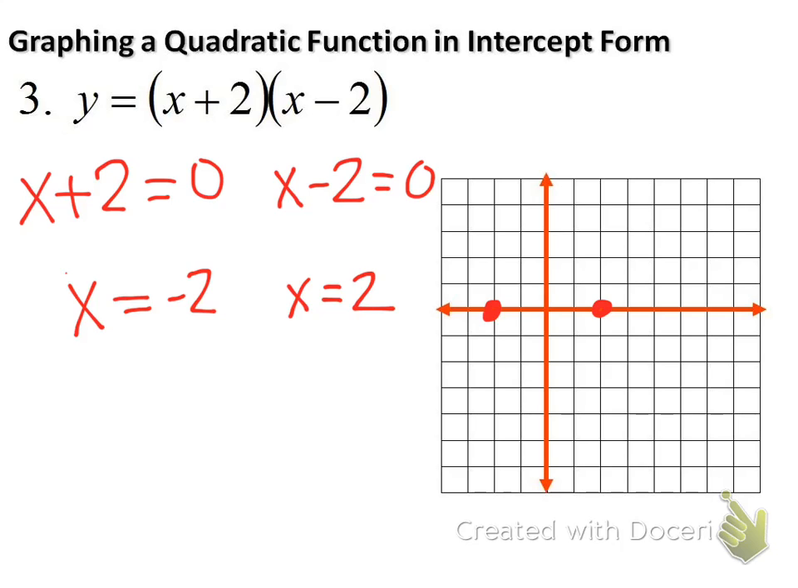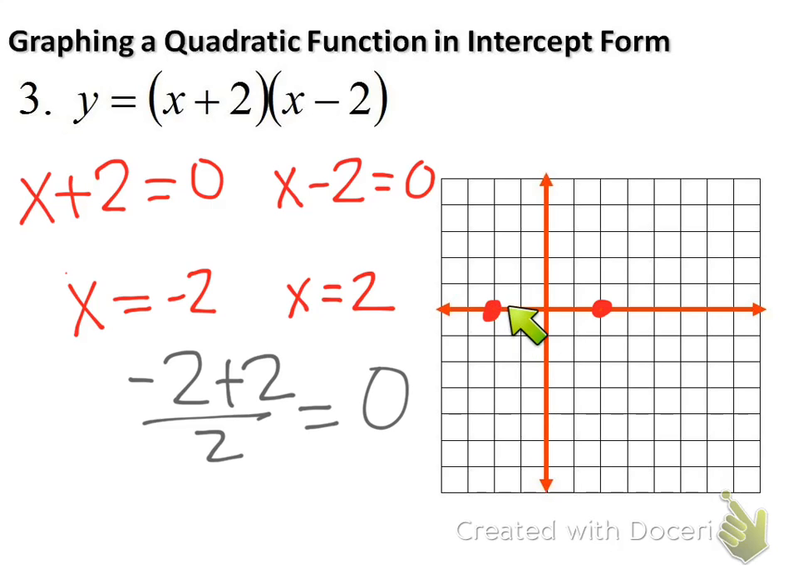And then what do I do? If I plug them in, I get 0. That's why I know these. So I don't want to plug them in. What do I want to do? Find the average. Good. So -2 plus 2 divided by 2, that's just going to be 0. If you don't like finding the averages, remember, you can just kind of count, okay? 2 over, 2 over. That's right in the middle. So it's going to be 0.